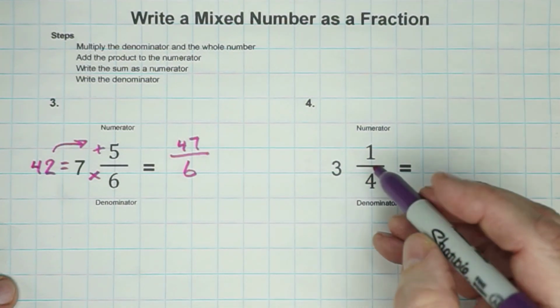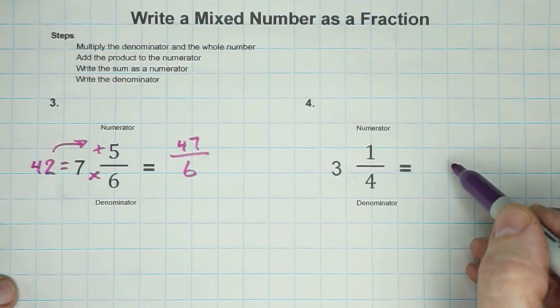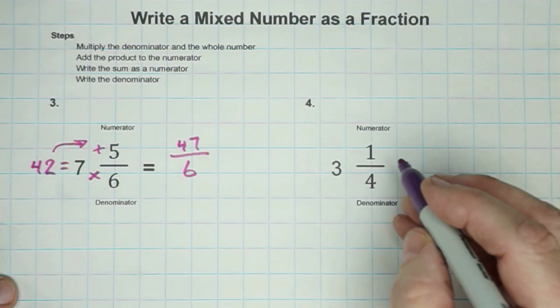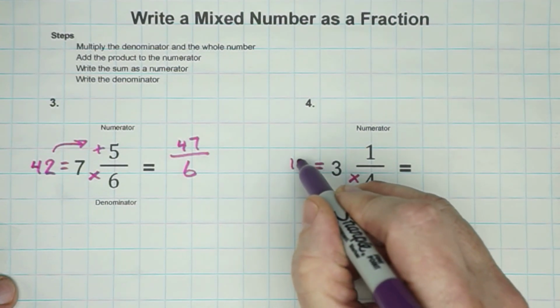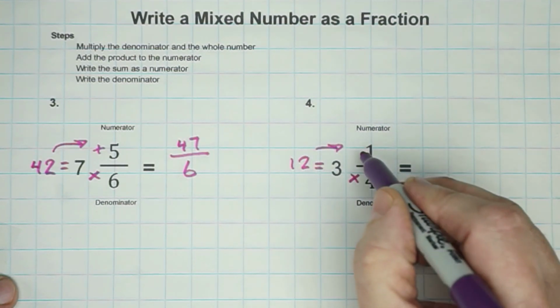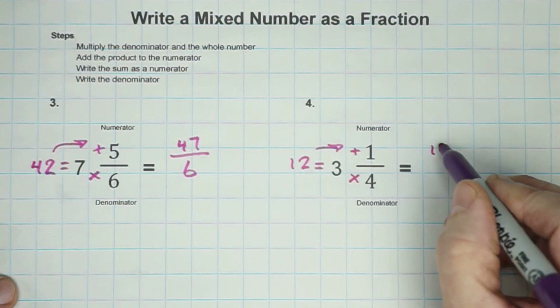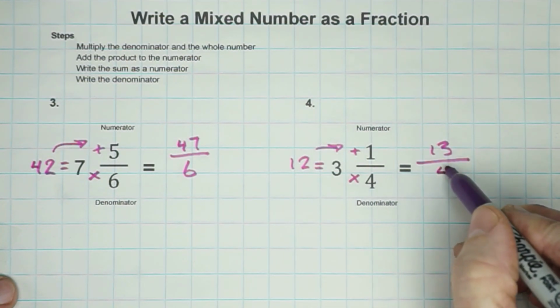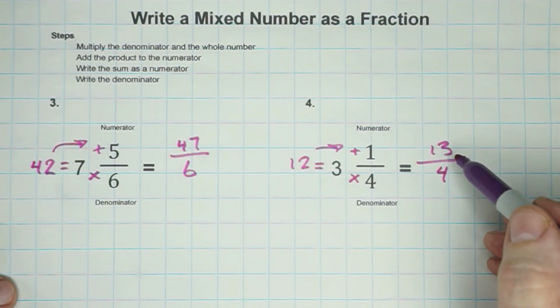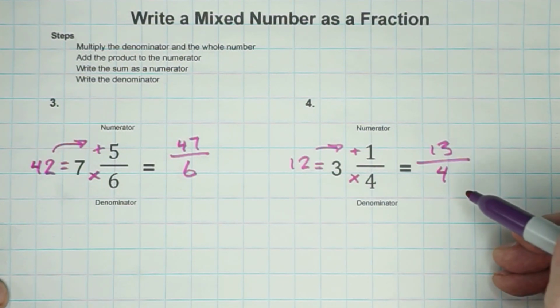And our last example, 3 1/4, and we want to rewrite that as an improper fraction. 4 times 3 would be 12. 12 plus 1 would be 13. And then we take our denominator and rewrite it over there. And our improper fraction would be 13/4.